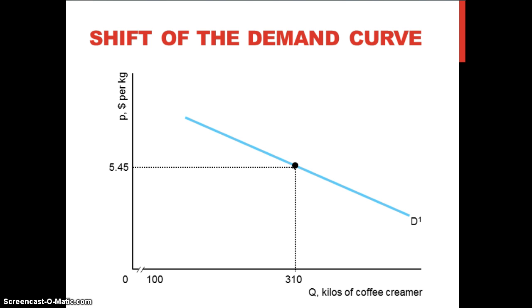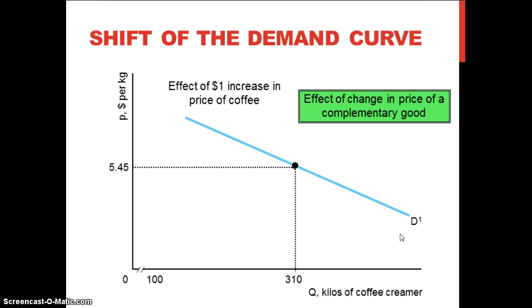Since coffee creamer and coffee are consumed together, in many cases, when the price of coffee increases, consumers will demand less coffee. Also, they will demand less coffee creamer. So when the price of coffee increases by $1, the demand of coffee creamer shifts leftward. As a result, the quantity of coffee creamer demanded by consumers will decrease.